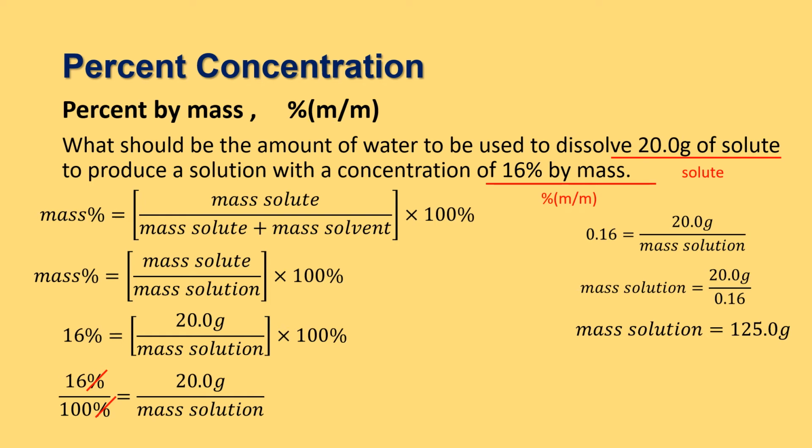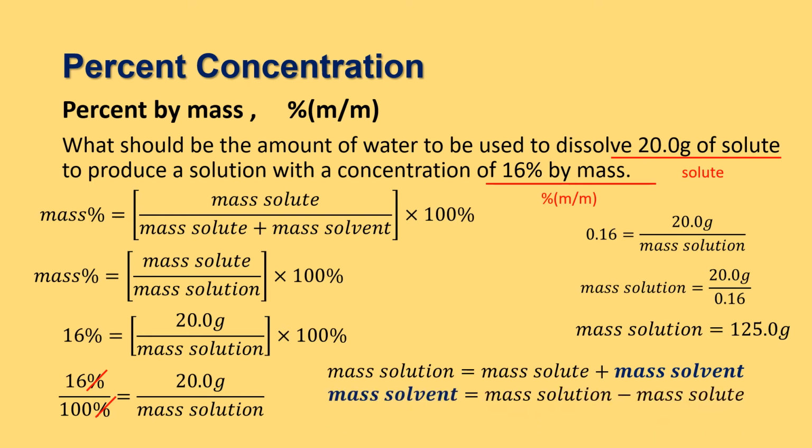Take note that this is only the mass of solution. We know that the mass of solution is the sum of the mass of solute and mass of solvent. So from here, we can now solve for the mass of our solvent. The mass of solvent is equal to mass of solution minus the mass of solute. And so, the mass of solvent will be equal to 125 grams, that is the mass of our solution, minus 20 grams, which is the mass of our solute.